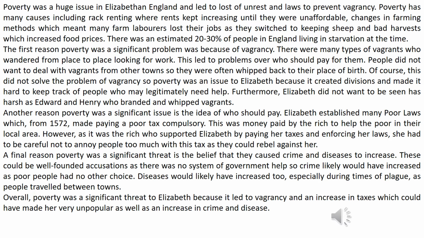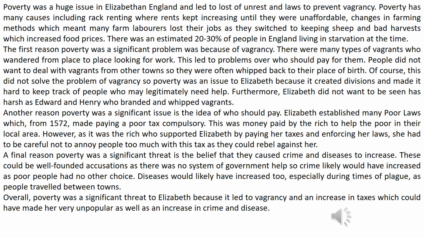Another reason poverty was a significant issue is the idea of who should pay. Elizabeth established many poor laws which, from 1572, made paying poor tax compulsory. This was money paid by the rich to help the poor in their local area. However, as it was the rich who supported Elizabeth by paying her taxes and enforcing her laws, she had to be careful not to annoy people too much with this tax, as they could rebel against her.